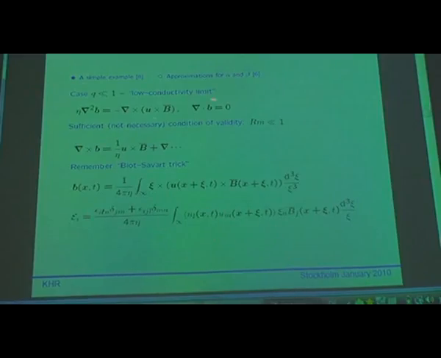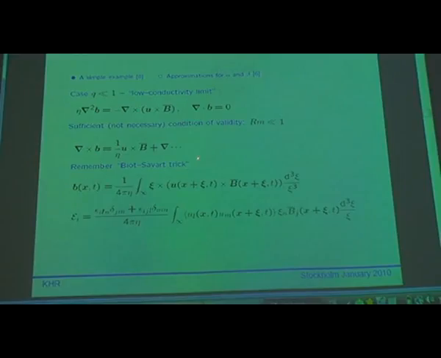Consider the other limiting case, the low conductivity limit. We have then this equation. The condition for validity is that the magnetic Reynolds number is small, and if we uncurl this equation, we have this. And here is a gradient, which we don't need.